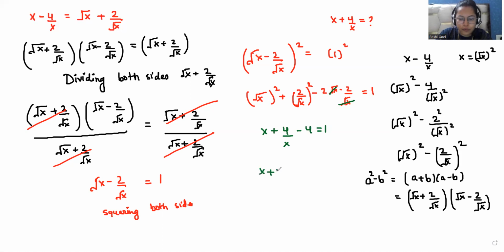So x plus 4 over x is equal to 1 plus 4. So x plus 4 over x is equal to 5. So the value of x plus 4 over x is equal to 5.